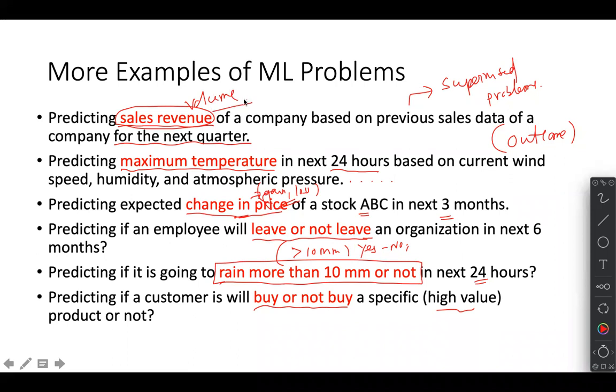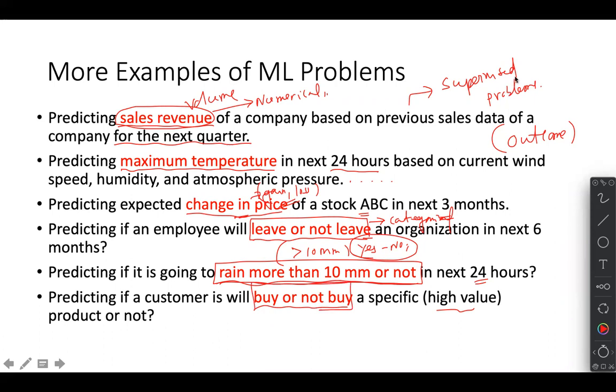So these are actually outcomes which are numerical values or continuous values, right? Whereas leave or not leave, it's not a continuous value, it's a categorical value or categorical feature. Rain more than 10 mm or not. If you want to predict how much rain, it will be a numerical value. But whether it is going to rain more than 10 mm or not, then it's going to be a categorical value. Yes or no. Buy or not buy, categorical.